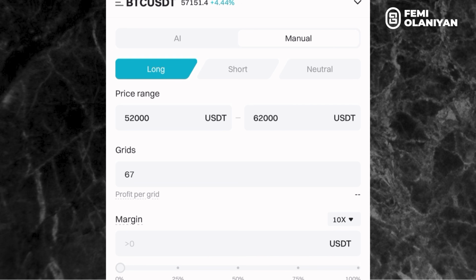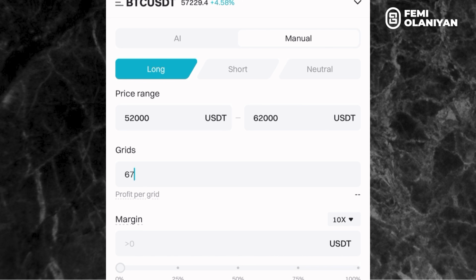Now, what is the meaning of this grid? In basic terms, or in layman's language, it's just the number of times this trading bot can take trades for you within that price range. What this means is that between this price range, the highest number of times that this trading bot can take trades for me is 67 times. So this trading bot can take trades for me 67 times within this price range. So I'm trying to explain all of these things in basic terms.